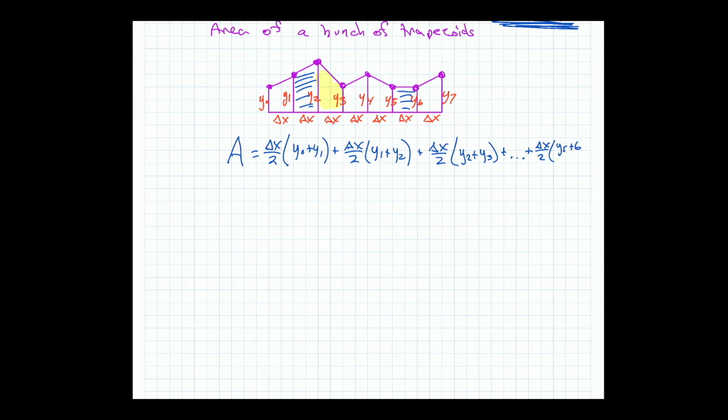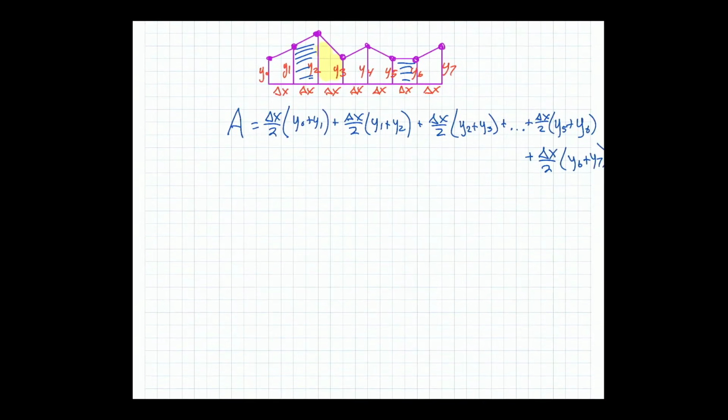I don't know why I wrote it like I was writing a fraction. y5 plus y6. And then the last one, which I did not have room for, was delta x over 2 times y6 plus y7. Okay, so that's all of them that I drew. And I just put a dot, dot, dot in the middle.